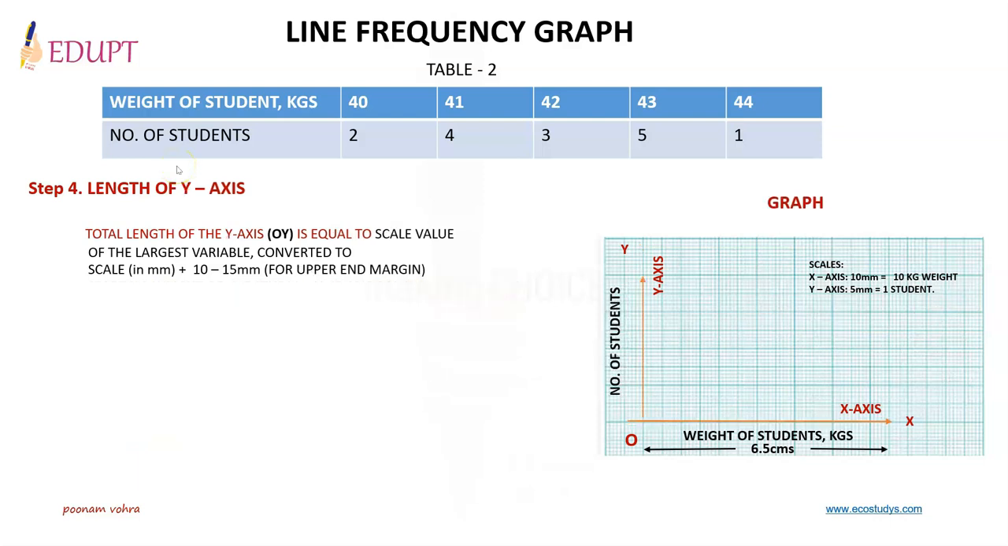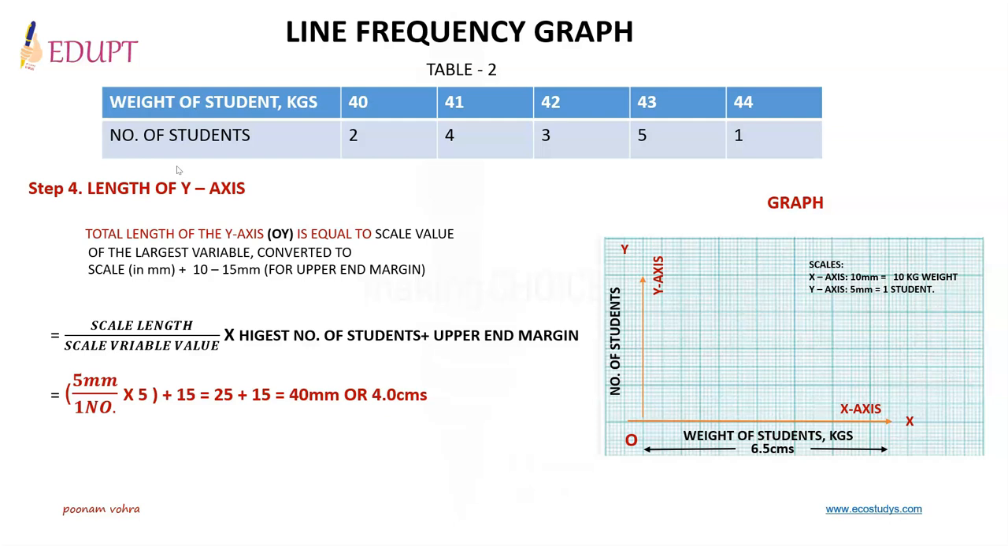Now it is the length of the y-axis. The total length of the y-axis is equal to the scale value of the largest variable converted to scale plus 10 to 15 millimeter for upper end margin, which is scale length divided by scale variable value into the highest number of students plus upper end margin. It is 5 mm divided by 1 into 5 plus 15. So that makes it 40 mm or 4 centimeters. It implies that the length of the y-axis will be 4 centimeters as is shown on the graph paper.